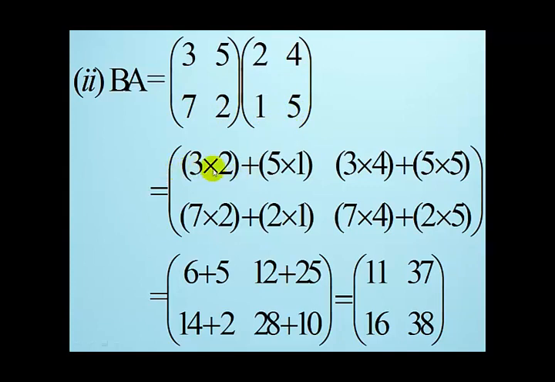So 3 times 2 is 6 plus 5 times 1 is 5. 3 times 4 is 12 plus 5 times 5 is 25. 7 times 2 is 14 plus 2 times 1 is 2. 7 times 4 is 28 plus 2 times 5 is 10. Now 6 plus 5 is 11. 12 plus 25 is 37. 14 plus 2 is 16. And 28 plus 10 is 38. So BA is equal to [11, 37; 16, 38].